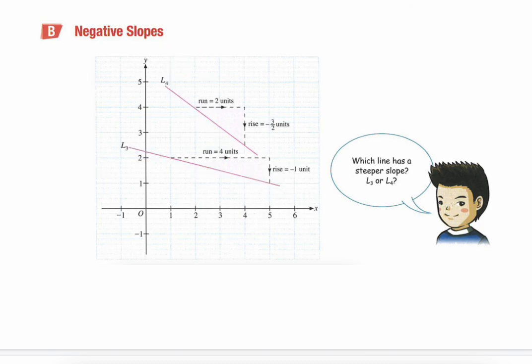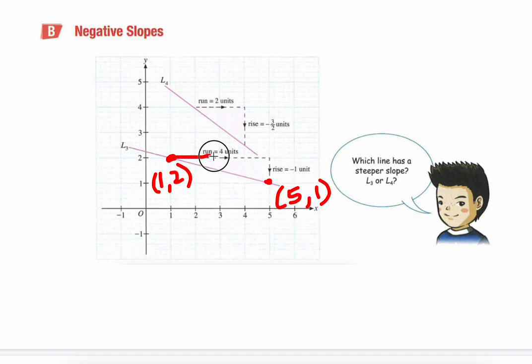So let's see how their slopes are different. Again, for slope, you need to find two different points. So let's find this point and see what the other point was that they had here. Actually, let's use the other line. This point right here at 1, 2, and this point right here at 5, 1.